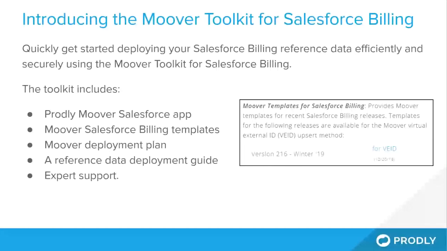What the toolkit includes is the Moover Salesforce app. The Moover app is a managed package that installs in your production org. And there are two parts of it.